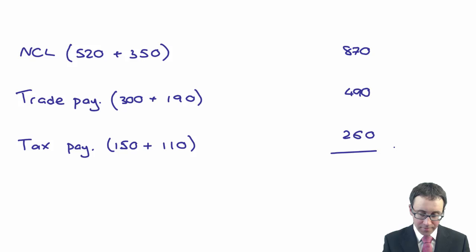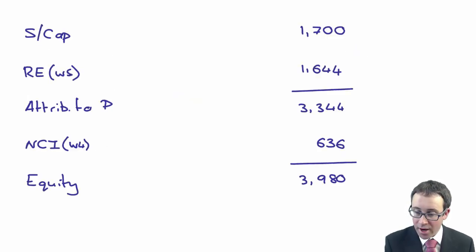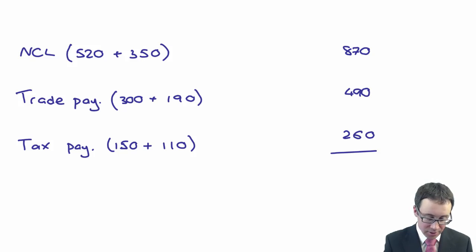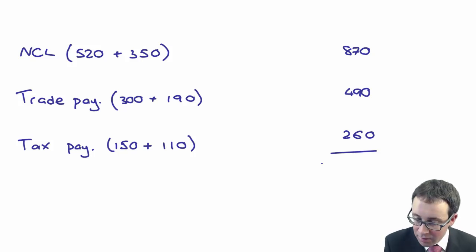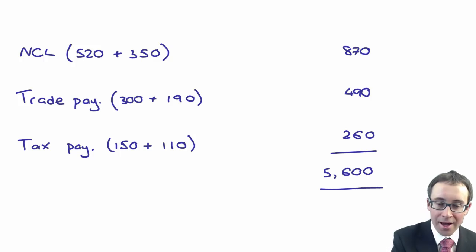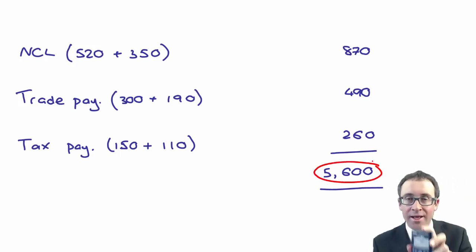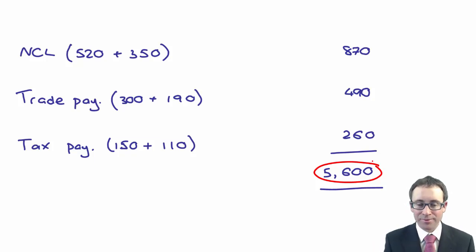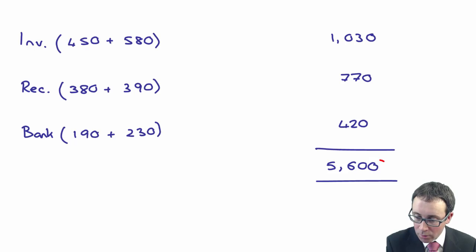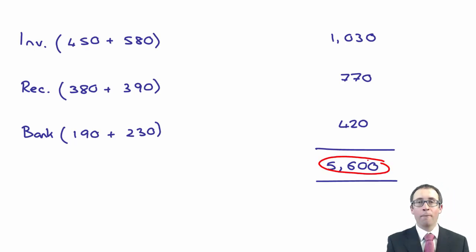So I had 3,980 previously on my equity, didn't I? Let's just check. Yeah, 3,980 plus 870 plus 490 plus 260. Even if it doesn't say 5,600 on your calculator, pretend that it does, because at least you can be happy that it balances. But it does say 5,600 on my calculator, so that's pretty nifty. Okay, so the equity and liabilities at the bottom are equal to the assets on the top.